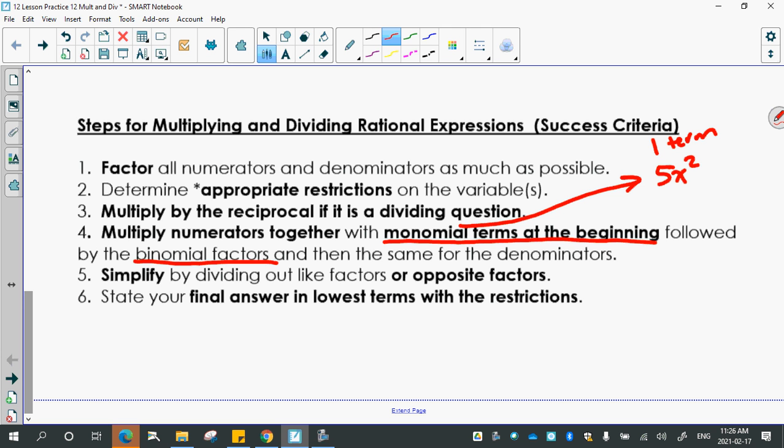And then you're going to simplify by dividing out like factors in the top and bottom, or you might have to use the opposite means here: the B minus A equals negative A minus B identity. And then state your final answer in lowest terms with the restrictions you found way back up here in step 2. Okay, so we're just going to follow the steps, and we've got 6 to try, I think.